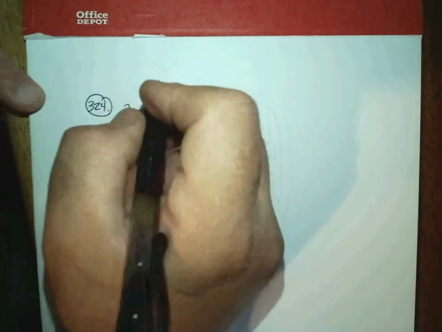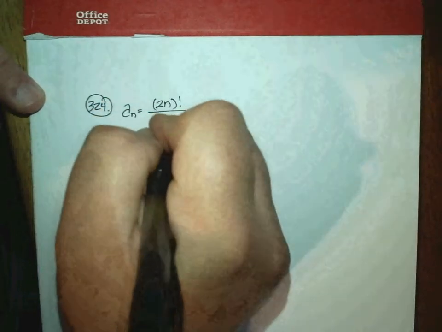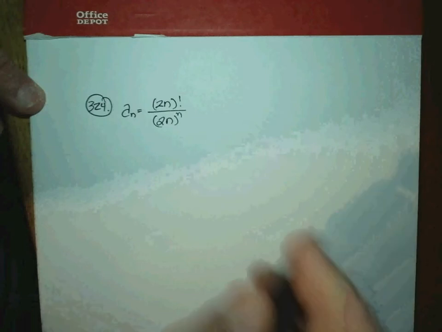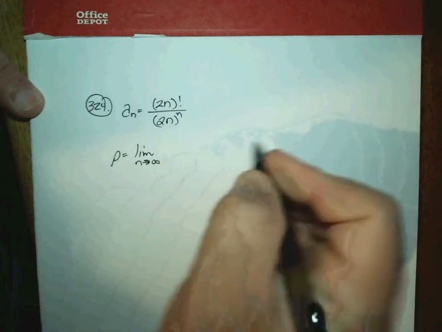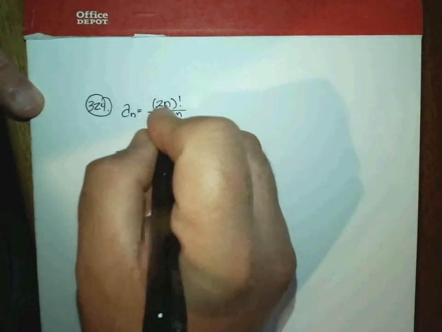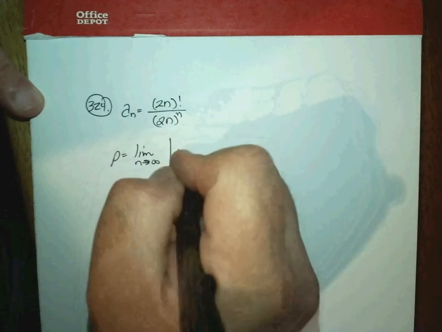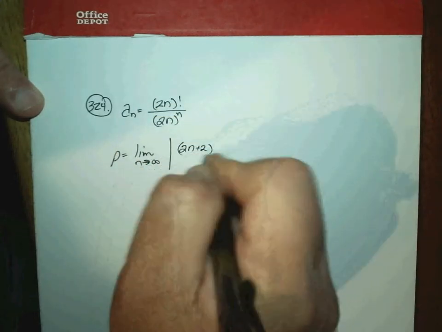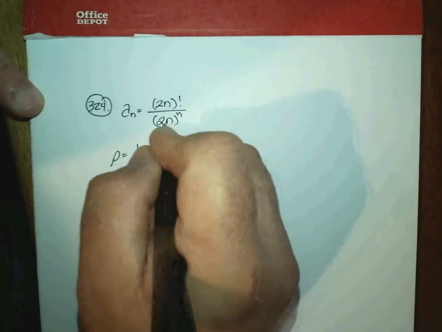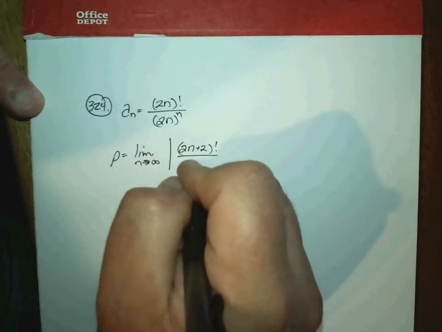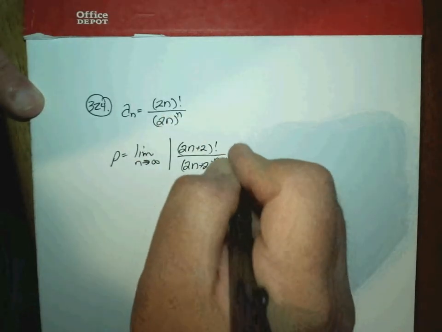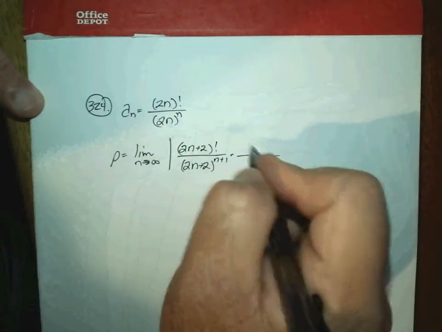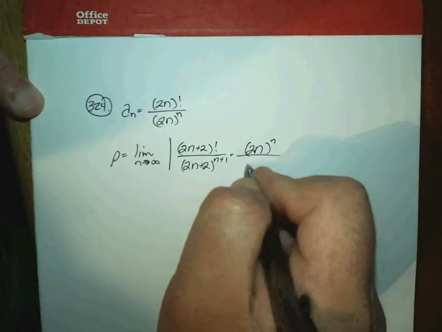Where the a sub n that we're working with in 324 is 2n factorial divided by 2n to the nth power. So that means that the rho is the limit as n goes to infinity of this bumped up. So n bumped up is going to be 2 times n plus 1 makes 2n plus 2. And here, same thing. 2n with the change to n plus 1 is 2n plus 2 raised to the n plus 1 power. And then you multiply that by the reciprocal of this.